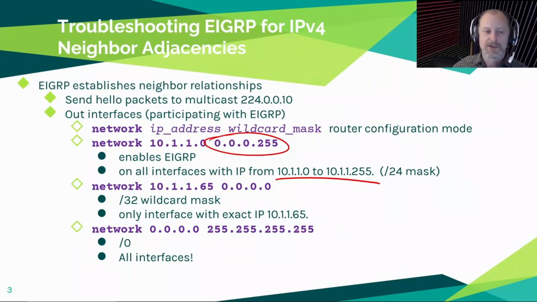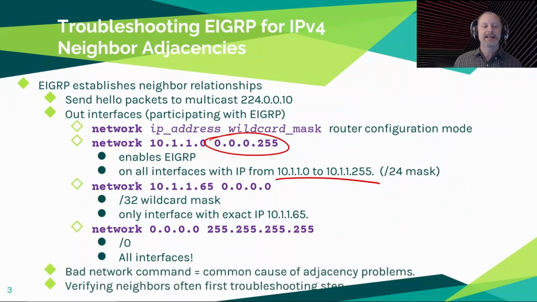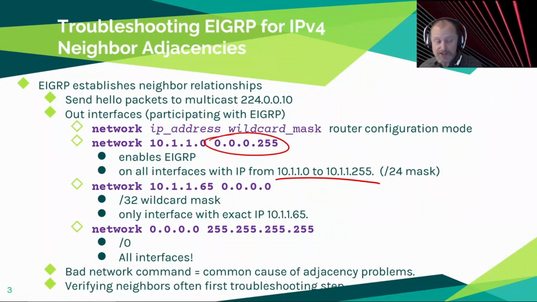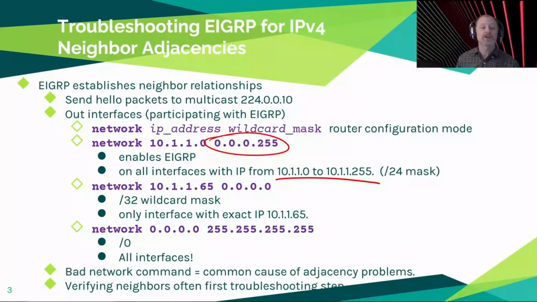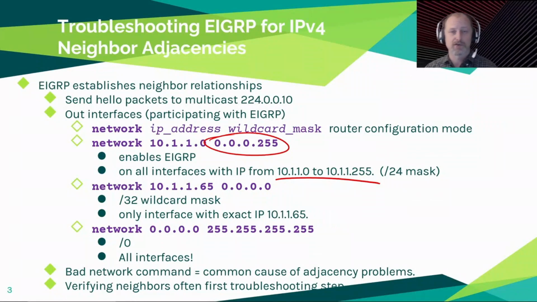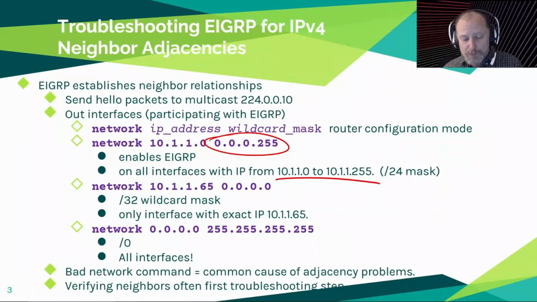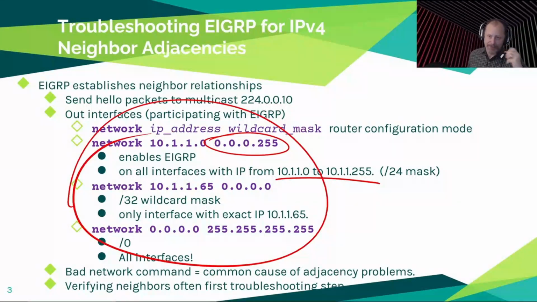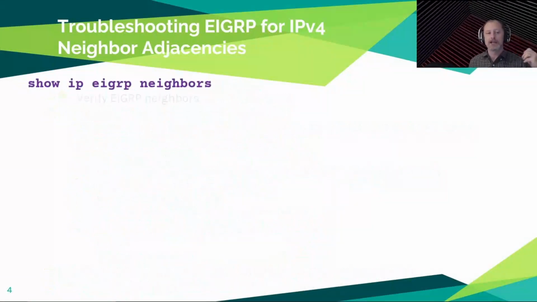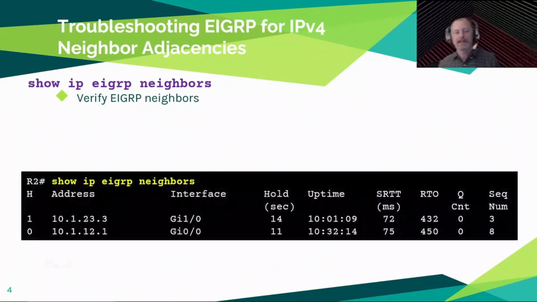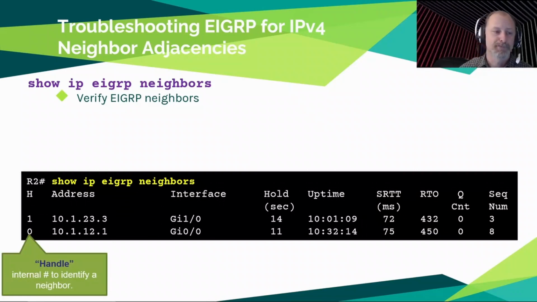So if you have a bad network command, this can make adjacencies not work. This is one of the first things that you're going to look for if EIGRP isn't working. You probably won't look at the network command as the very first thing. You're probably going to do a show ip eigrp neighbors command, and that's going to get you this output.